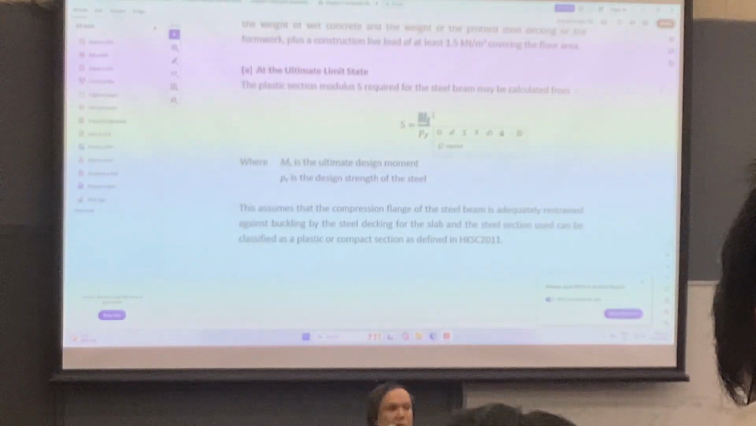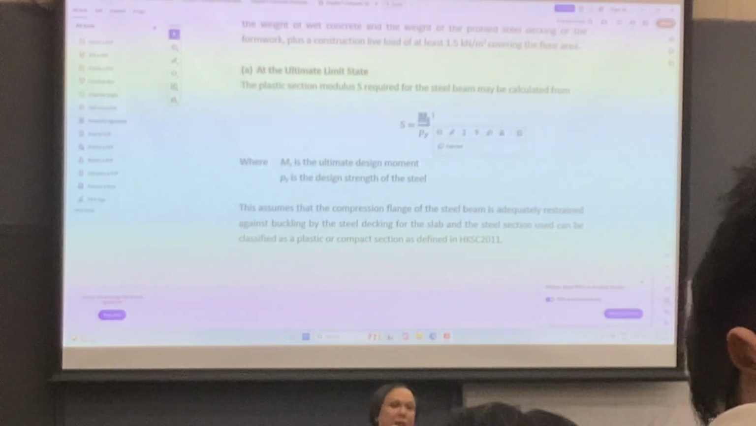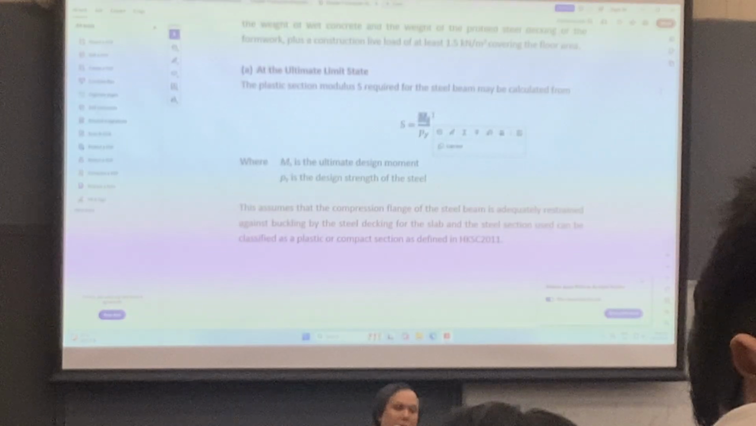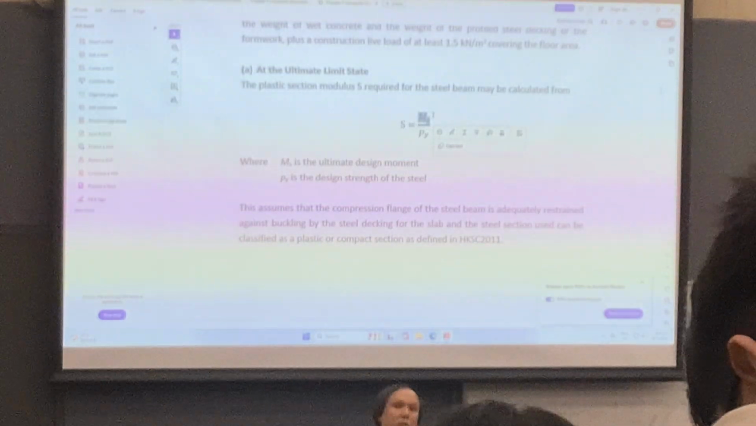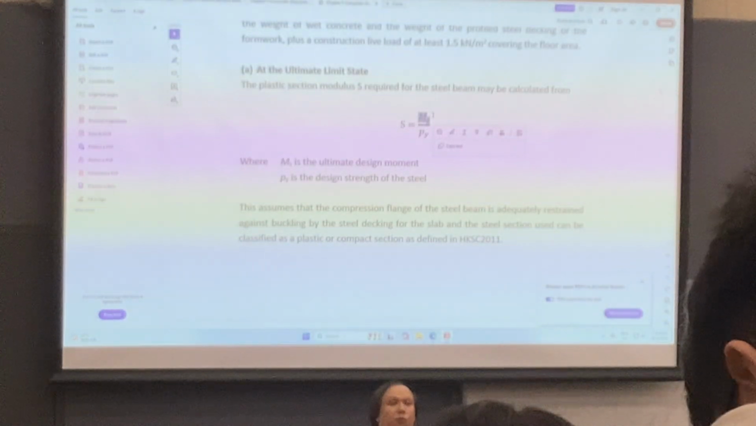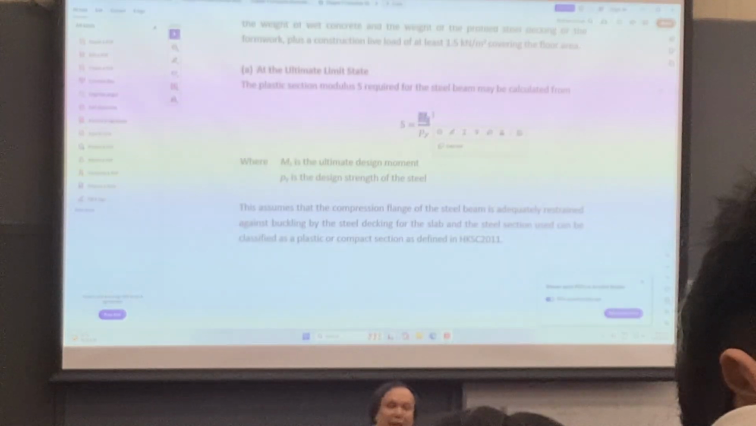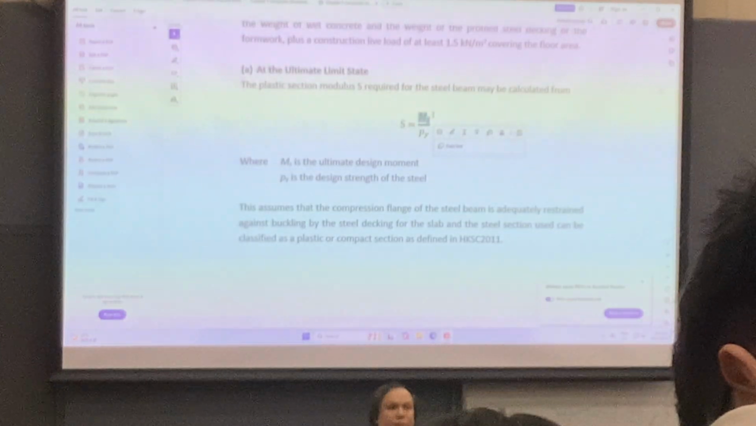Class 2, I can still form a plastic hinge, but I cannot go for a very long distance. Class 3, just the top and the bottom can yield, but in the center I cannot get yielding. And then Class 4, my beam cannot yield, it will buckle.